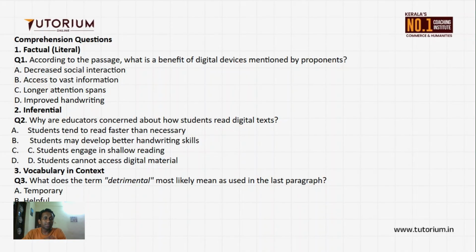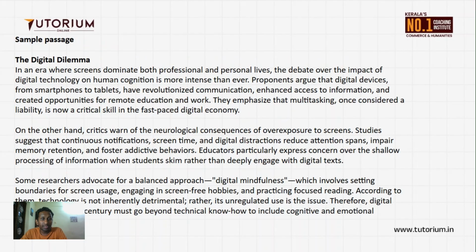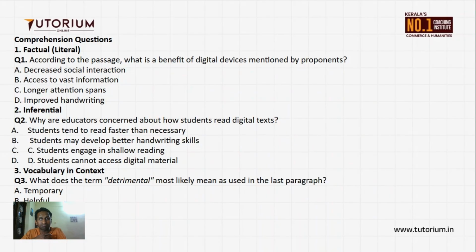So similarly, here we have an inferential question. Why are educators concerned about how students read digital text? So here, it is not clearly given. I mean, it is mentioned there, but it is not just blatantly given, not very obviously given as the answer.